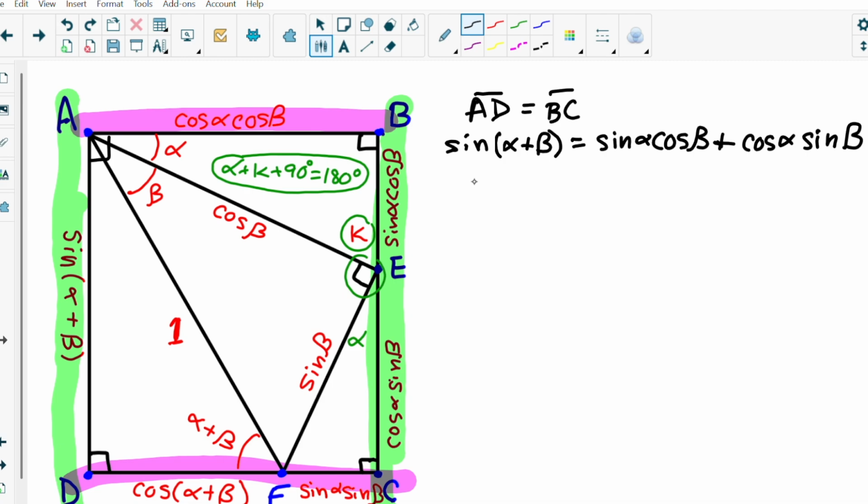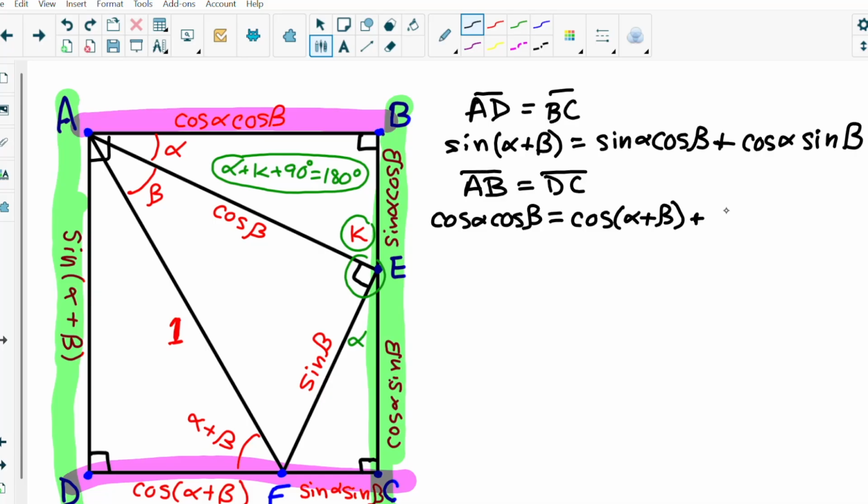Let's do the other side of the triangle. Here, I know that side AB is equal to side DC, and I know this because the opposing parallel sides of a rectangle are equal. So side AB, that is cosine of alpha cosine of beta equals, well, what's side DC? That is cosine of alpha plus beta plus sine of alpha sine of beta.